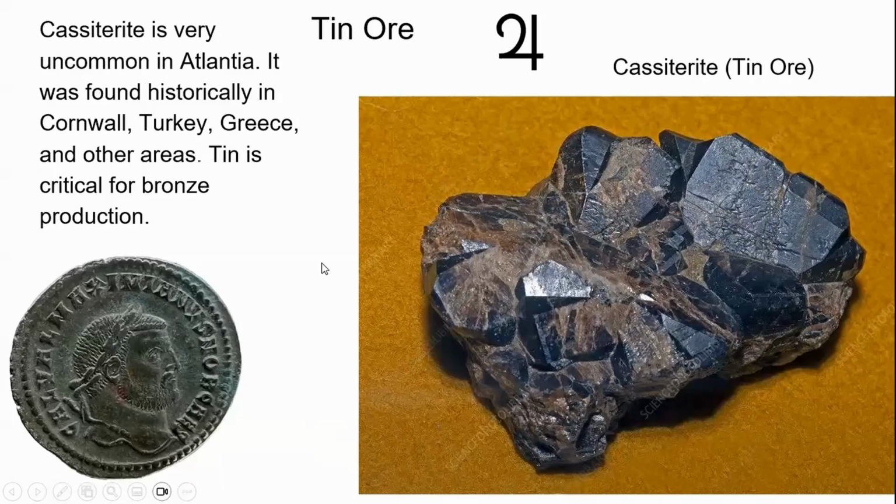Tin ore. Originally, when I wrote this class, it was based in Atlantia, so that's why it mentions that. But cassiterite is very uncommon in Atlantia, and in fact, it's pretty uncommon in the US in general. It was found historically in Cornwall, Turkey, Greece, and other areas. Tin is critical for bronze production. That is a chunk of tin oxide there, cassiterite, on the right.